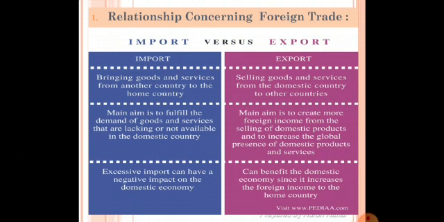What is the main aim of import? To fulfill the demand for goods and services that are lacking or not available in the domestic country. And the main aim of export is to create more foreign income from the selling of domestic products and to increase the global presence of domestic products and services. Excessive import can have a negative impact on the domestic economy. On the other hand, excessive export can bring benefit to the domestic income since it increases the foreign income to the home country. So these are the differences between export and import.